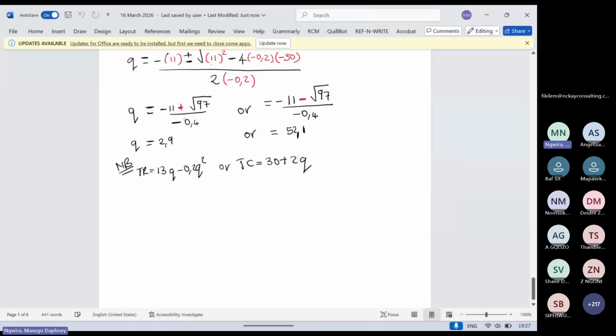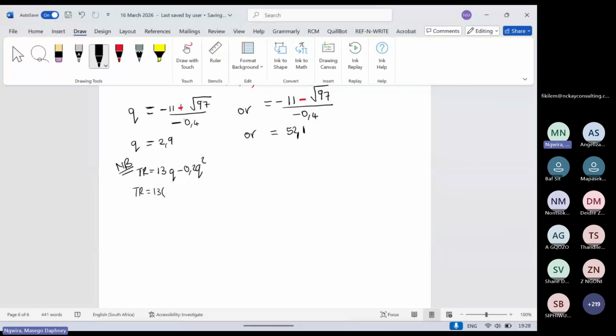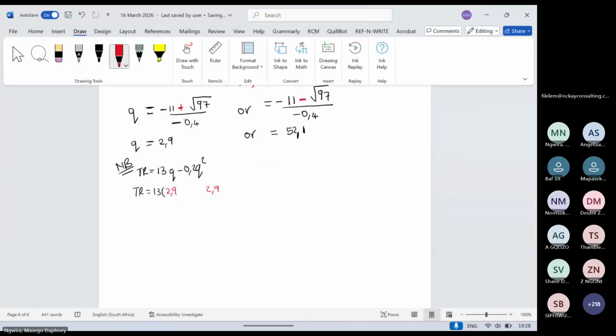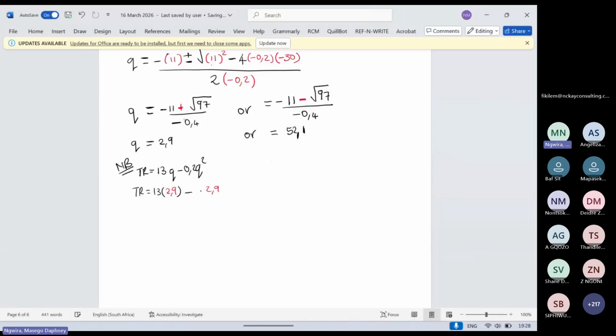Okay. As I was saying, we're going to have two answers for each. So it's going to be TR equals 13. Then we substitute the 2,9 first. So this will be minus 0,2, then 2,9 squared. And what is the answer that you got? 36,02.